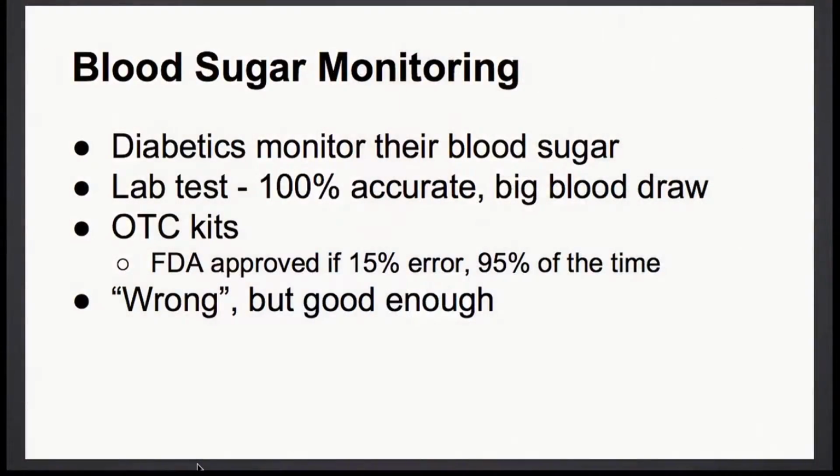Another case where error actually exists is in blood sugar monitoring. If you're a diabetic, like I am a diabetic, I get my blood sugar measured regularly, and I'll go get blood drawn. It'll get taken to a lab, they'll measure it, and that's considered 100% accurate. I can then go to Walgreens, buy a little device that lets me test my blood sugar at home. That is FDA regulated to be 15% error at 2 standard deviations. And yet I use that to make decisions about my health.